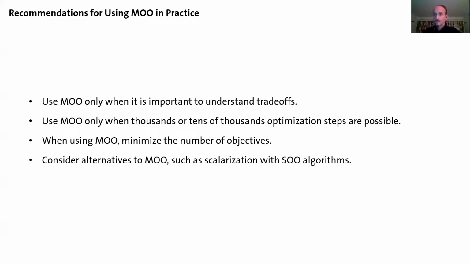And this leads to some practical recommendations: only use multi-objective optimization when one wants to understand trade-offs. Otherwise, one should use scalarization. One should only use multi-objective optimization when one can run many optimization steps, ideally thousands or even tens of thousands. When using multi-objective optimization, one should try to reduce the objectives, again, to reduce the difficulty and the computational cost. And one should always be aware of this alternative, which is using scalarization and single objective algorithms.